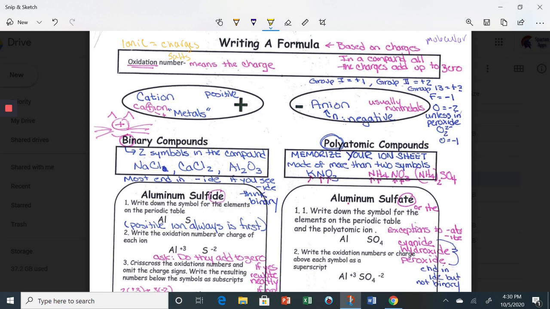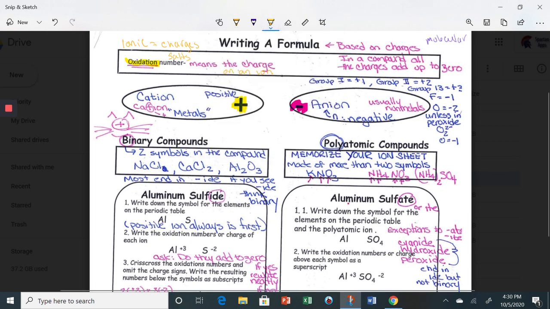Again, when you write a formula when it's ionic, you are basing it on charge. A charge is this thing called an oxidation number. Oxidation means the charge of an ion. Okay, so when we say charge, we're talking about the charge on an ion. Remember, we just learned how to make an ion, that you can have positive ions and you can have negative ions. Something loses an electron, something gains an electron. Okay, we're going to focus on positive for a second.